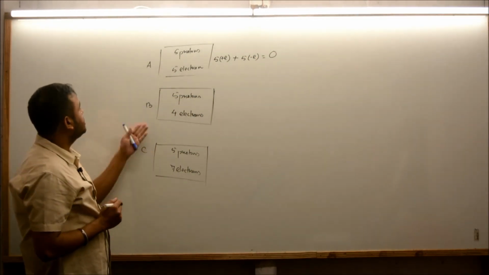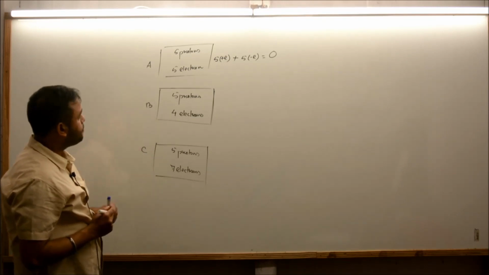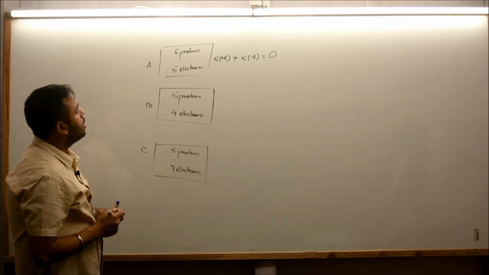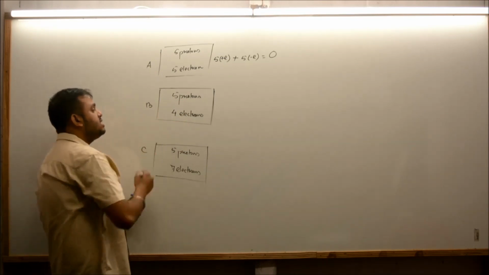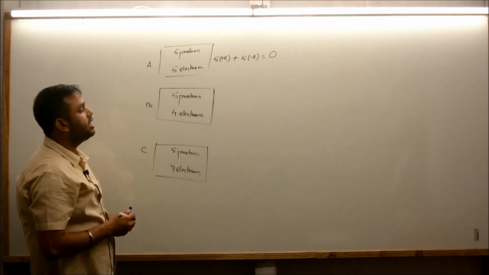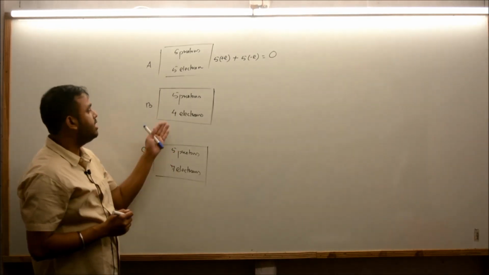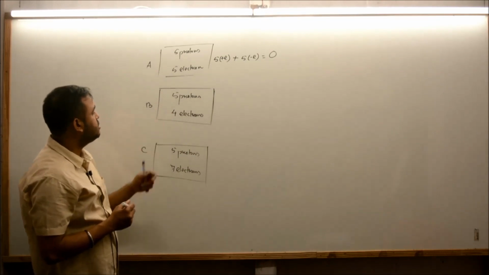Now let us take body B. It has 5 protons and 4 electrons. So let us consider that earlier it had 5 electrons only, but during friction or rubbing it loses one of its electrons. So now it has 4 electrons. So let us check.